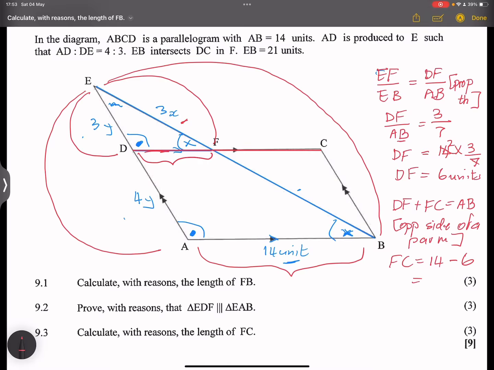And ladies and gents, you know how the cookie crumbles. So this is going to be 8 units. Okay, right. So that is how we are going to find that side there. Right, and off to the next question.